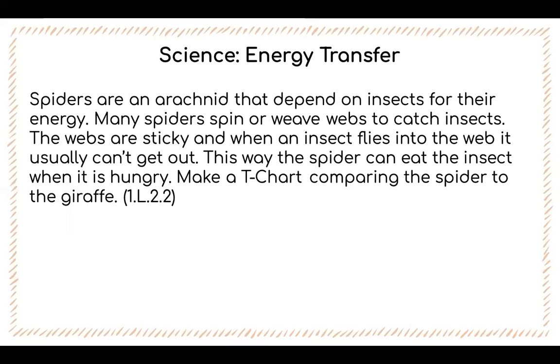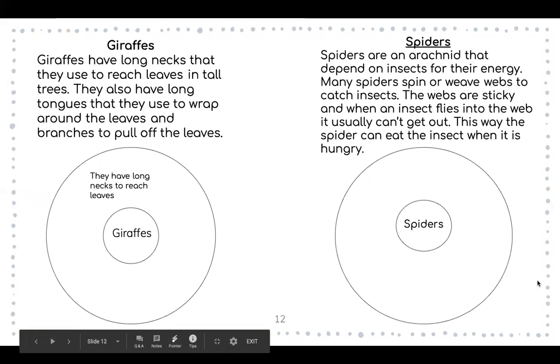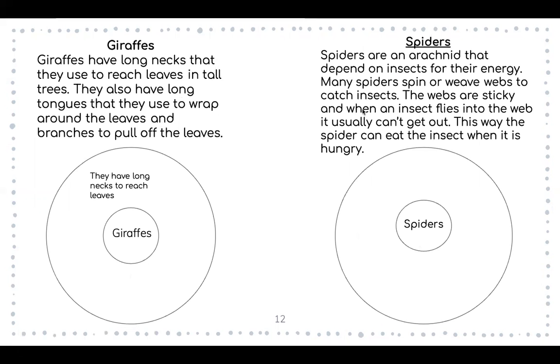The directions tell you to make a T-chart comparing the spider to the giraffe. However, we talked about it and we would like you guys to make 2 circle maps about giraffes and spiders. So on this page, you can pause it so you can copy down the giraffe circle map as well as the spider circle map. I've also included the little paragraph from your packet for each one so you can use it to get your information really easily.